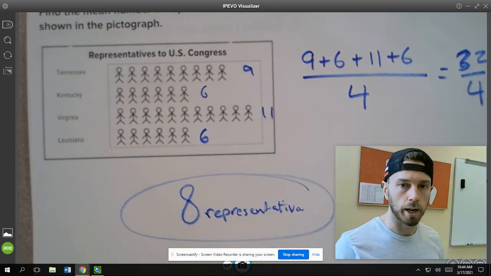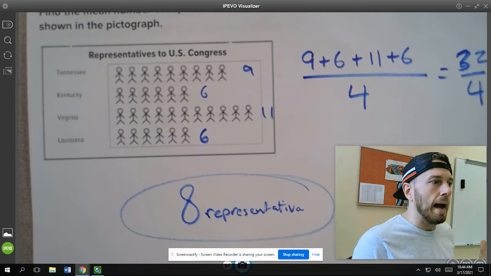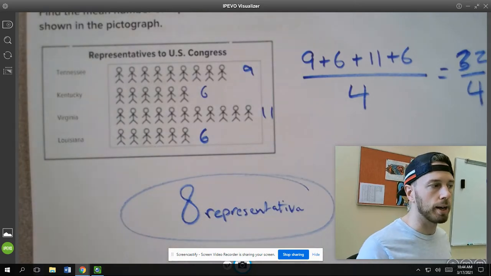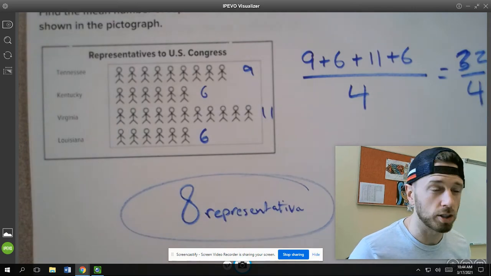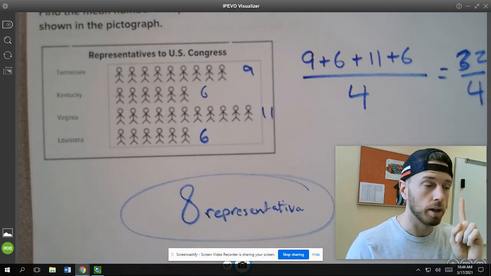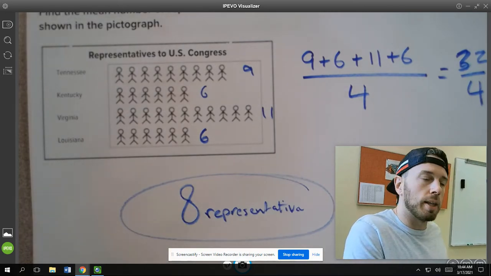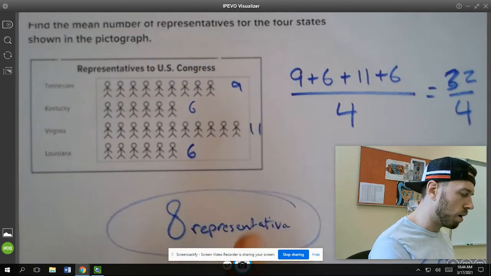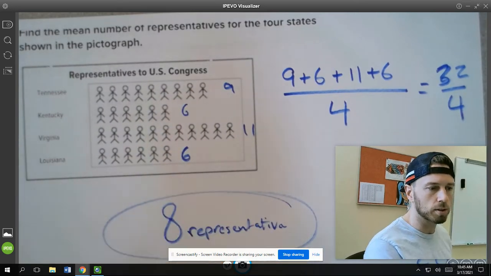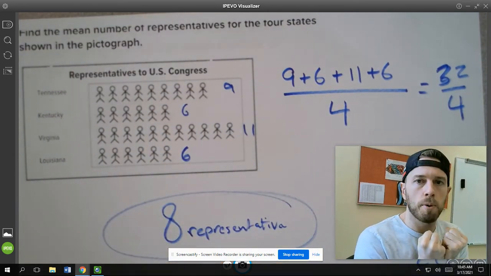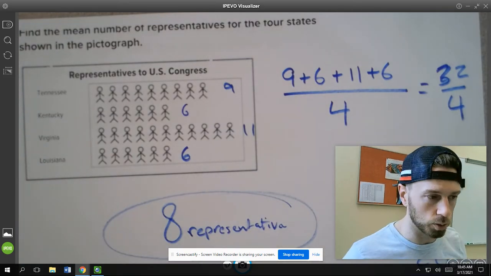So what this means is it's not exactly how many representatives are in each state, but it's an idea of how many are in each state, and it's just a one number answer. If I said there's about 8 representatives in each of those states, you could look and say, oh, well, yeah, 8's pretty close to 9, 8's pretty close to 6, 8's pretty close to 11, 8's pretty close to 6. So that's a one number answer to represent all of them instead of saying each one individually.